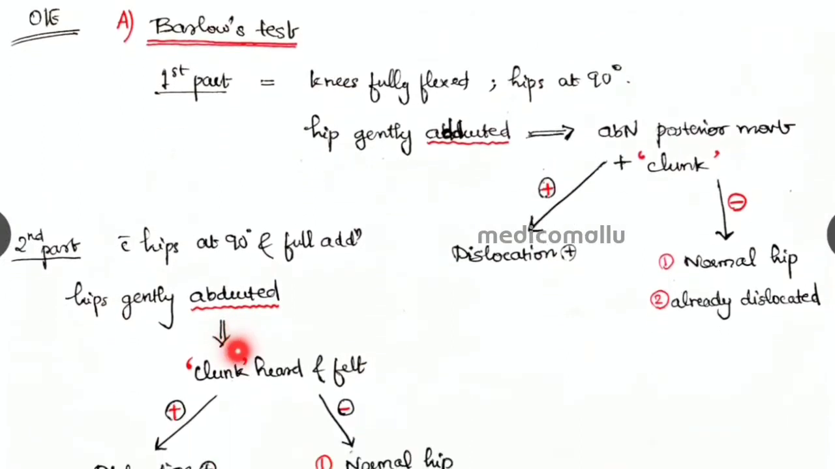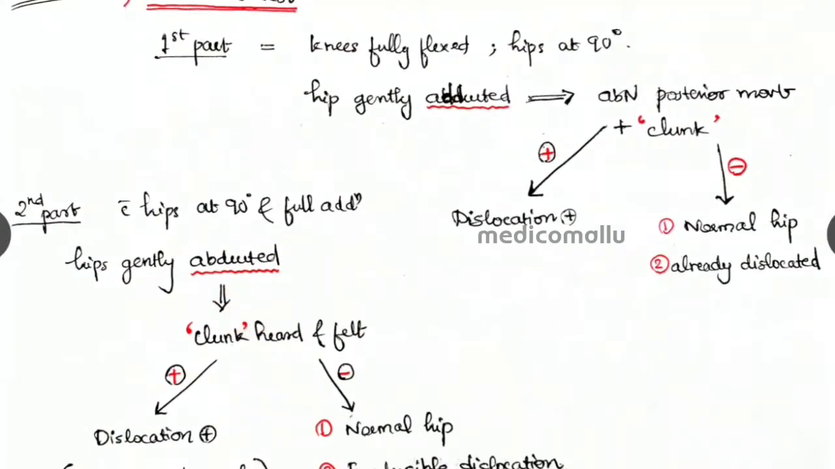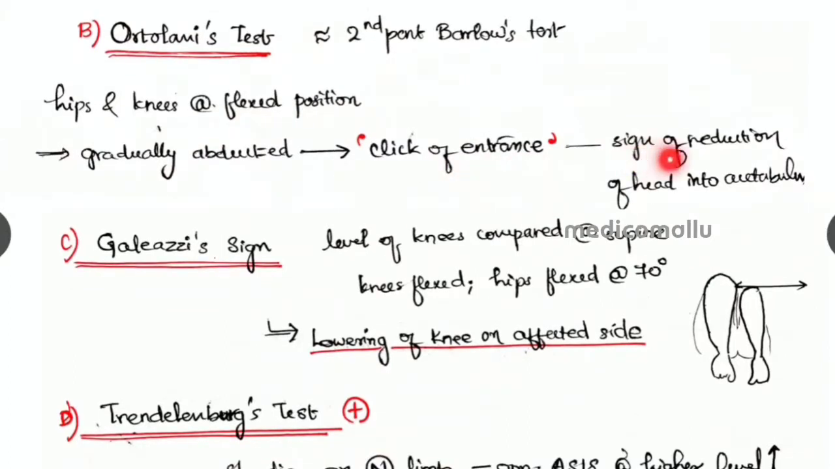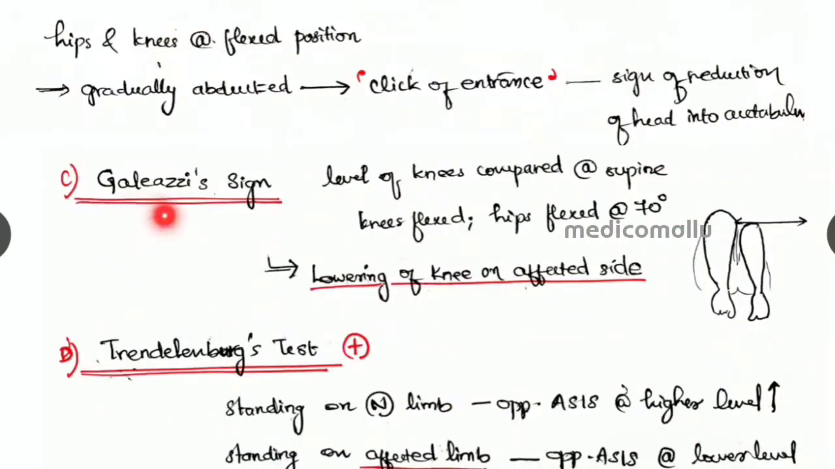This second part of Barlow's test itself is the Ortolani test. Hips and knees are in the flexed position and gradually abducted. If we are hearing a click on the entrance, it is a sign of reduction of the head into the acetabulum. The third one is a Galeazzi sign.